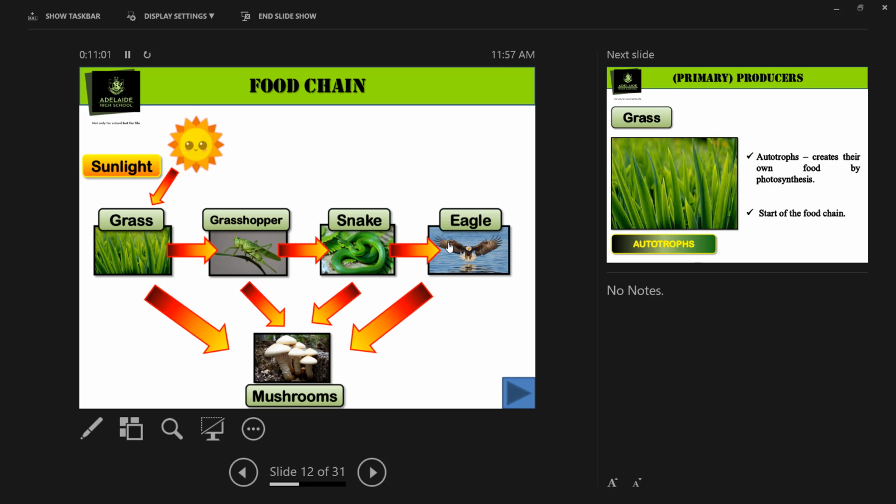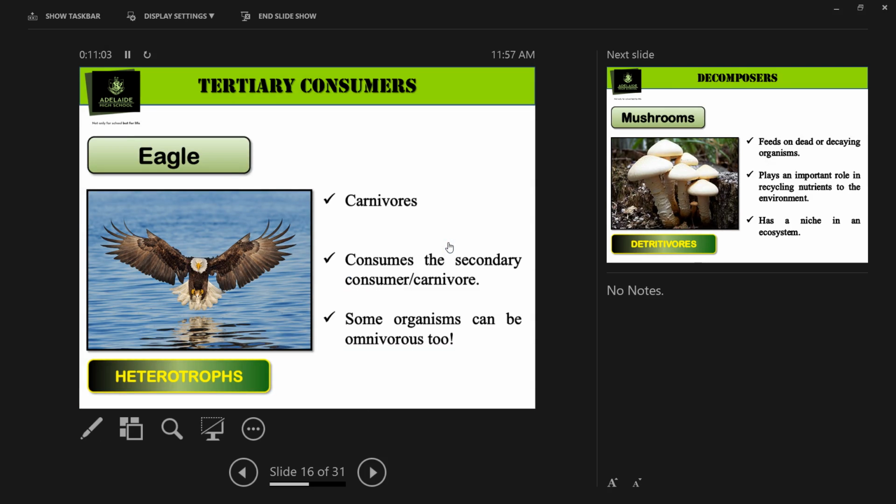Moving on with the eagle. All right. It's also a carnivore. The unique role is to consume the secondary consumer or another carnivore. All right. But could I tell you, bearing in mind, tertiary consumers can also be omnivorous. They're able to feed on the grass. They're able to feed on plants. They're also able to consume other organisms as well. Okay.